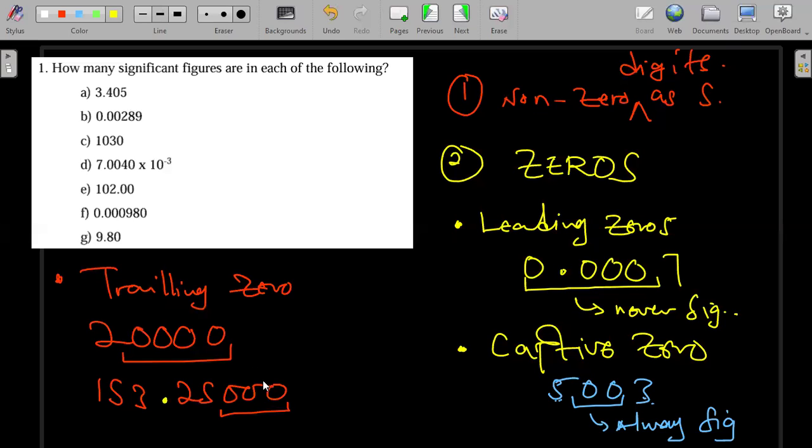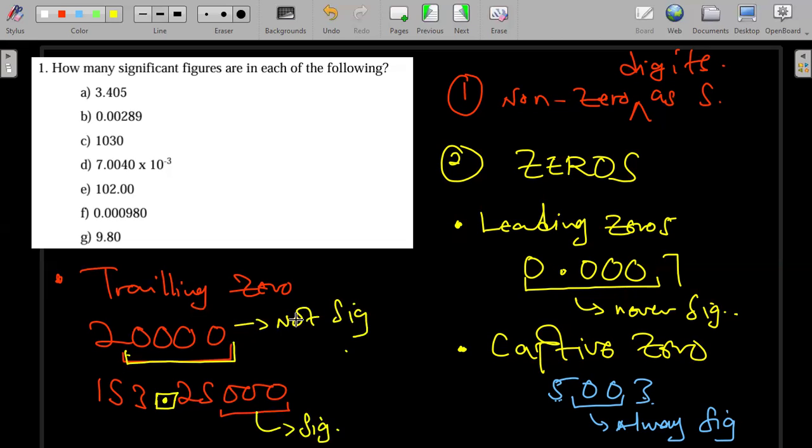So trailing zeros are only significant if there's a presence of this decimal point here, okay? So if in a number you have trailing zeros and there's a decimal point somewhere, then you are going to consider these trailing zeros as what? Significant, okay? But if you have trailing zeros like in this case, and you can't see any decimal point in this number, you're going to say these ones are not significant.